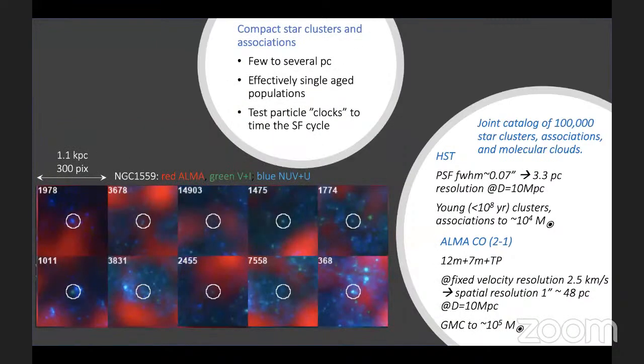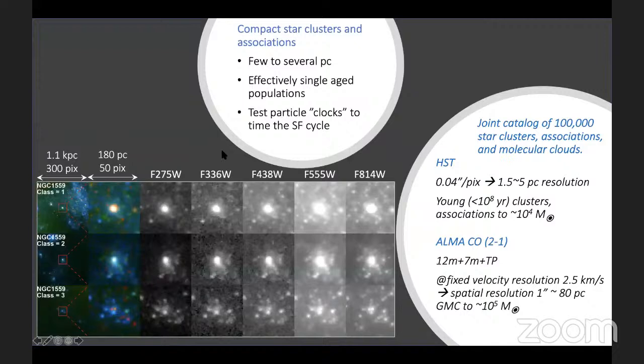So what exactly do I mean when I use the term star cluster? Here I'm showing some examples of compact star clusters and associations. The objects are quite small, again, comparable to our resolution with HST. There are a few to several parsecs in terms of effective radii.